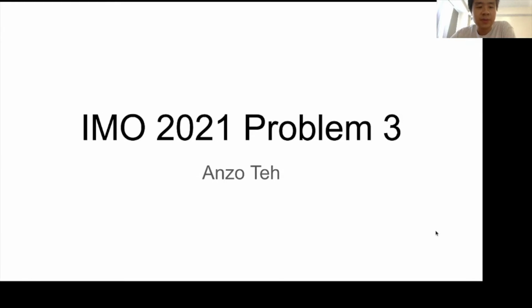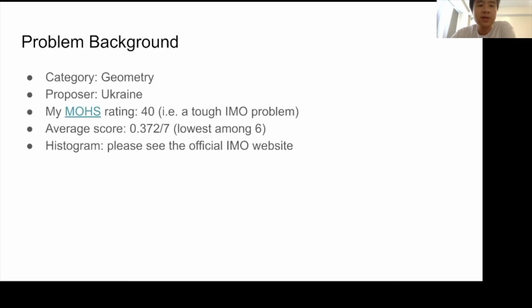Okay, for this video, I'm going to talk about my approach and solution to this IMO problem, which is this year's problem 3. This is a geometric question proposed by Ukraine. And to start off with some other background, how hard it is, well, problem 3 is typically one of the harder problems on the IMO, and indeed, in my opinion, this is pretty hard.